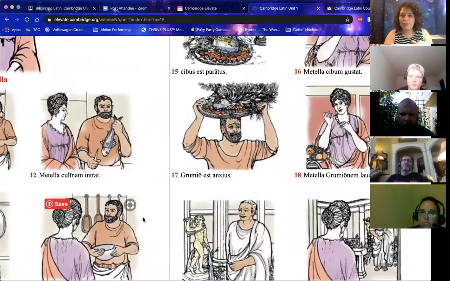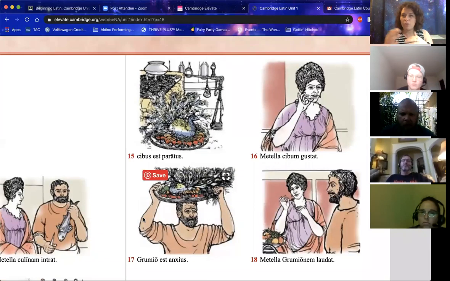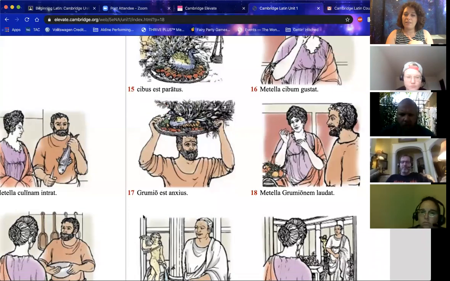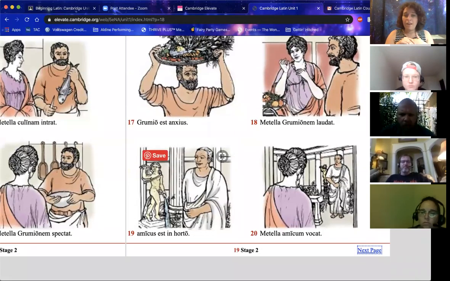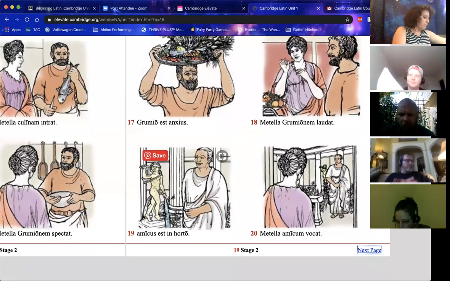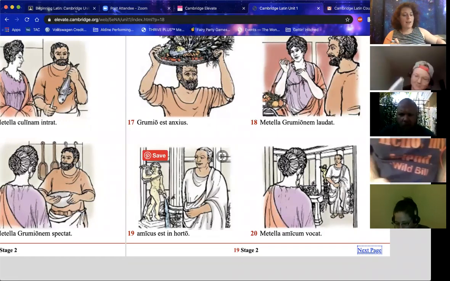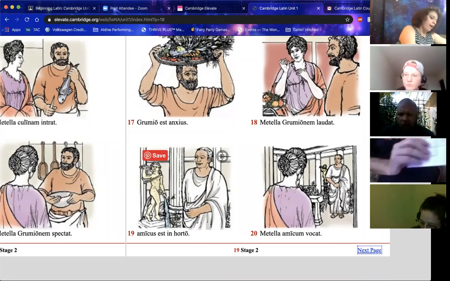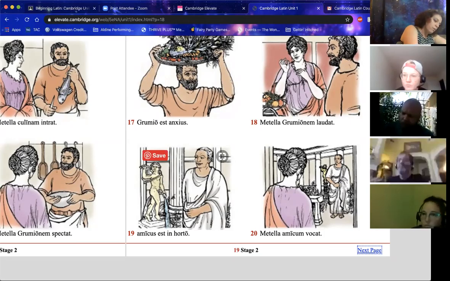Same thing with 15 and 16, and I'm just going to summarize this so we can get to the story, because I want to make sure we have enough time. Cibus is changing to cibum. Then down here we have Grumio changing to Grumionem, again in 17 and 18. And then in 19, we have our word amicus, which changes to amicum when Metella calls the friend. All right, so now it's time for our handy-dandy thing that we were writing out earlier. So in Latin, if something is doing the action, that's what we're going to put right there. And I'm going to write it on mine and then show it to you.